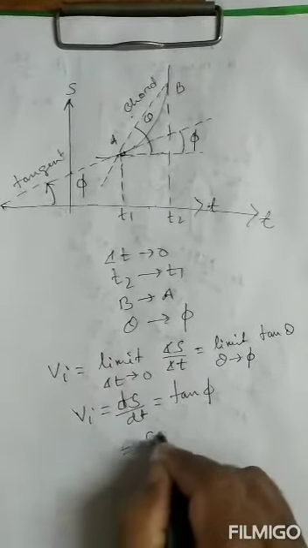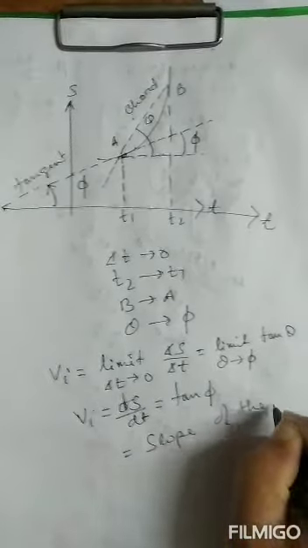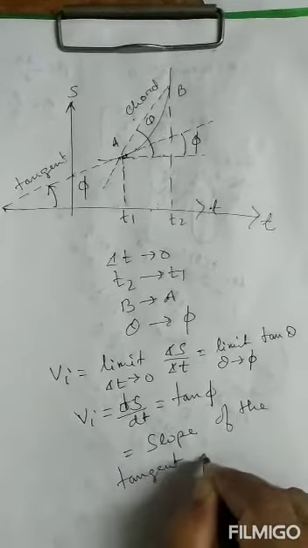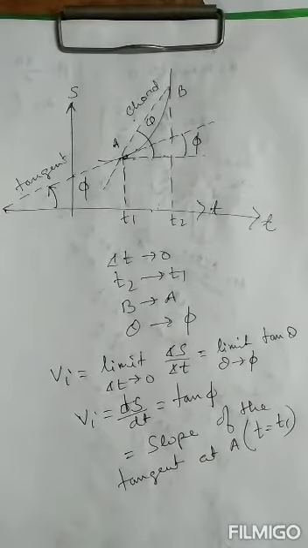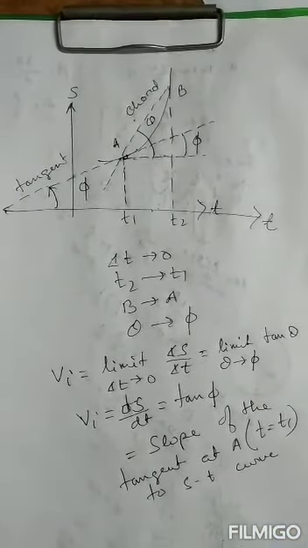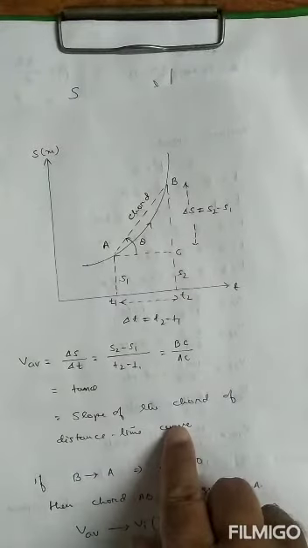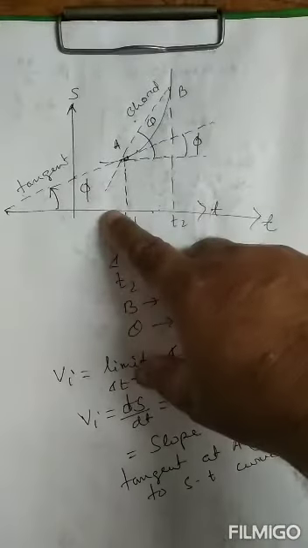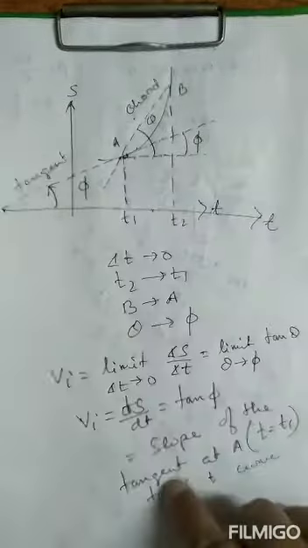What is tan phi? It is again the slope. But what is phi? Phi is the angle made by the tangent. So it is the slope of the tangent at A or at any point, at A or at time t1 to the ST curve. That means whenever a body moves with variable speed at different instant, speed of the body is different. So what is average speed? Average speed is the slope of the chord of distance time curve. But what is instantaneous speed? It is the slope of the tangent at point t1, at time t1 or at point A to the distance time curve.